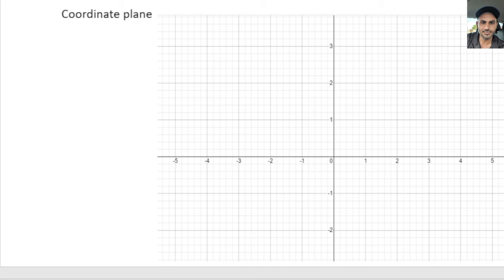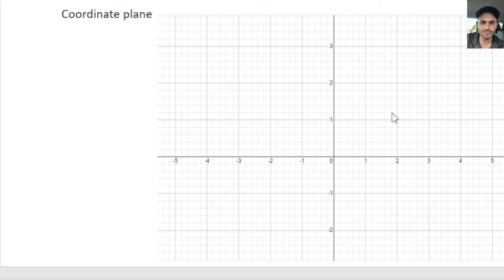Hello, welcome everyone. In this video, I'm going to go over a coordinate plane. We are going to learn how to plot the coordinates, or the ordered pairs, on a coordinate plane. So if we look at this right here, we have a plane that has a vertical axis and a horizontal axis. The horizontal one is called the x-axis, and the vertical one is called the y-axis of the plane.